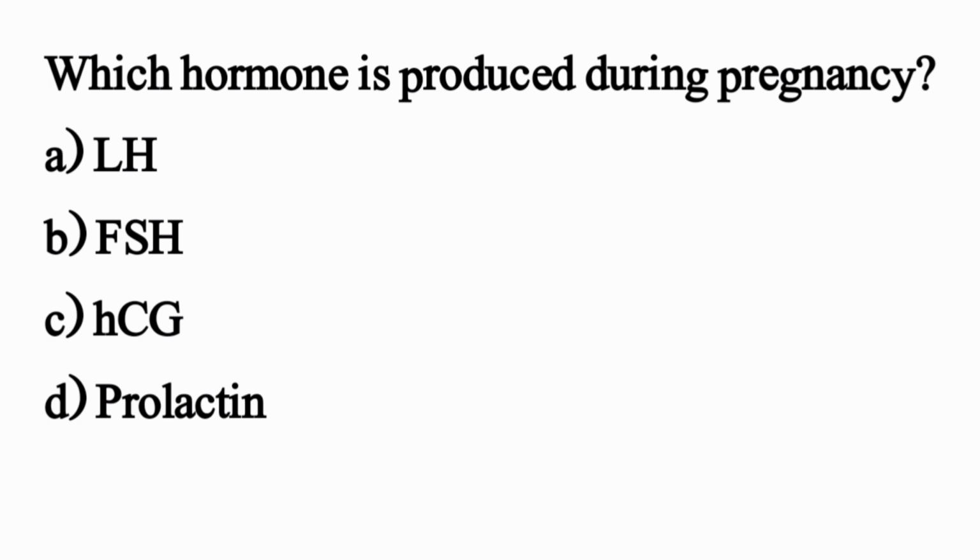Which hormone is produced during pregnancy? The right option is option C, HCG.